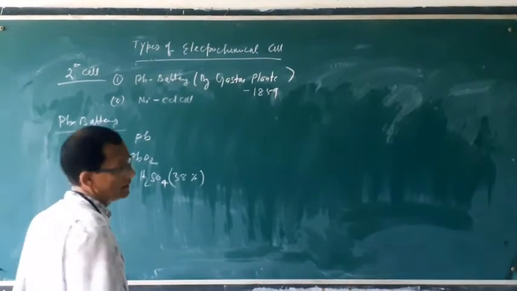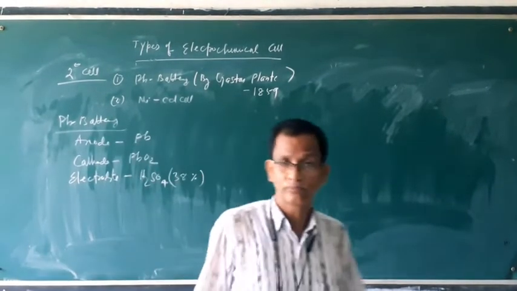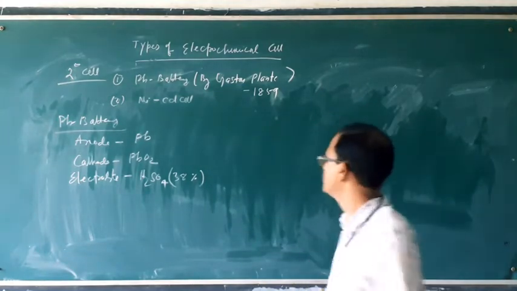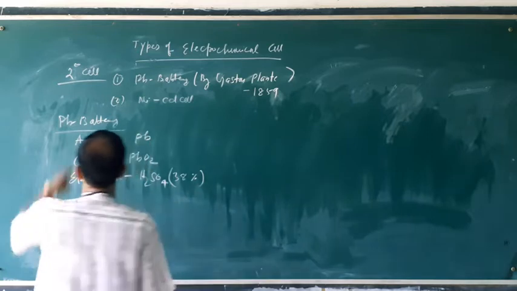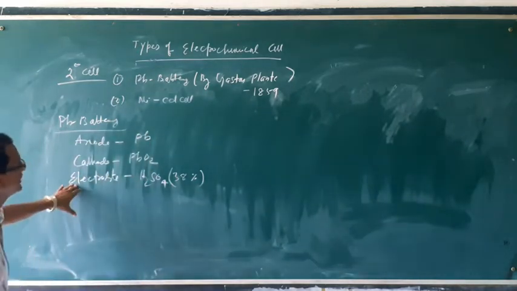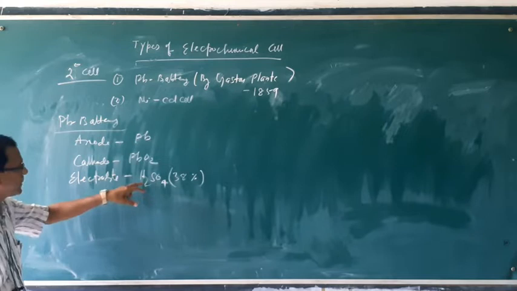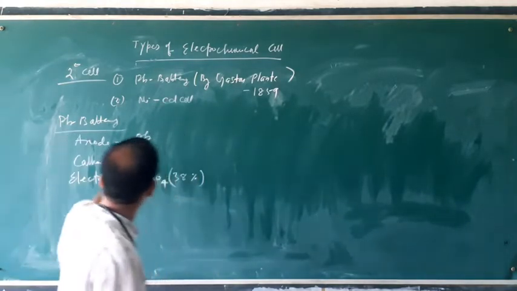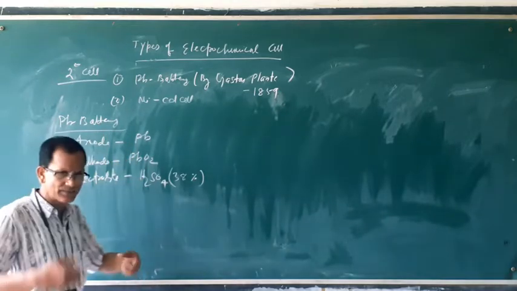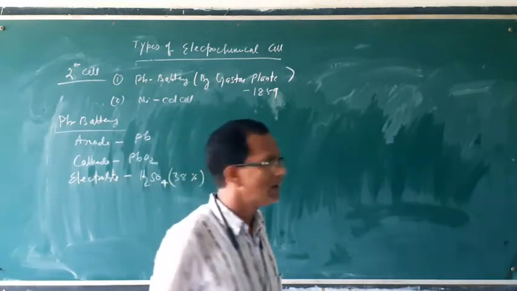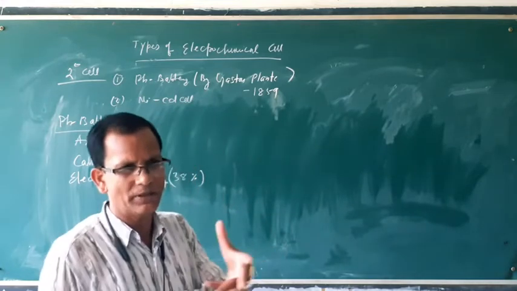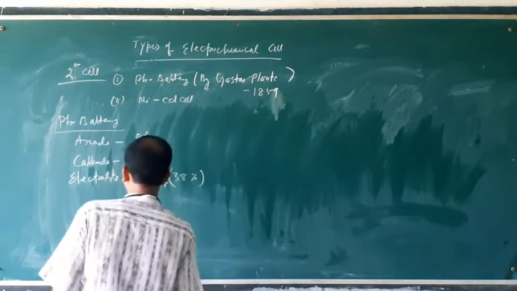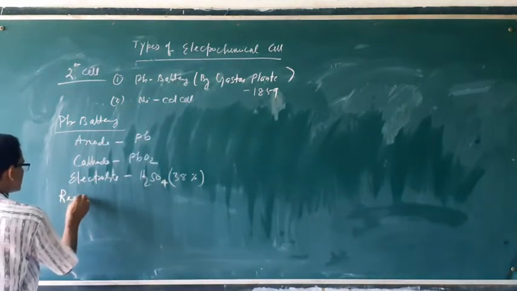Now it is very much used for us. We will discuss this thing. So this is the anode, this is the cathode, this is the electrolyte. Only Pb, PbO2 and sulfuric acid. It is somewhat heavy because the lead plate and PbO2 plate are very heavy. That's why this type of cell is generally heavy. Weight is much more. What type of reaction takes place?